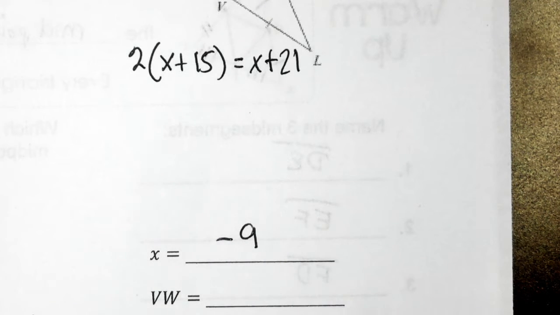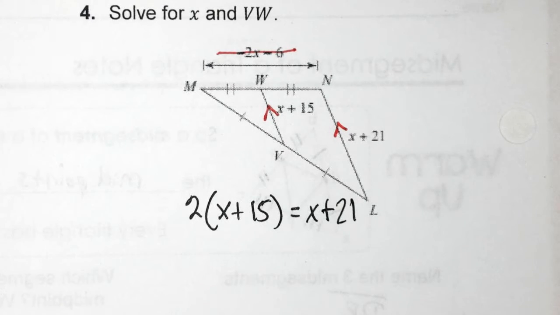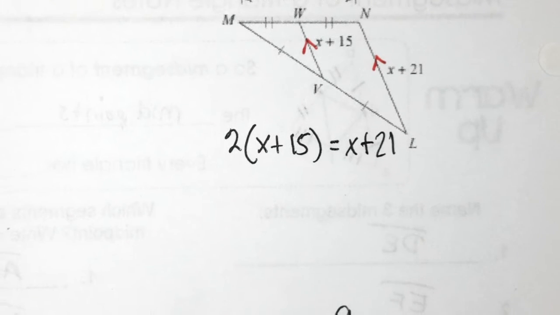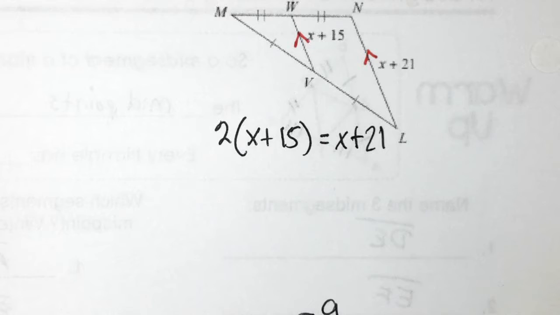It's just your distances. Your lengths can't be negative. Like VW, when you get that, it shouldn't be negative, or whatever else you get on here. You shouldn't have any negative lengths around your triangle. But you won't. Because when you plug back in for VW, -9 plus 15, like I said, that's what? 6. So VW was 6.